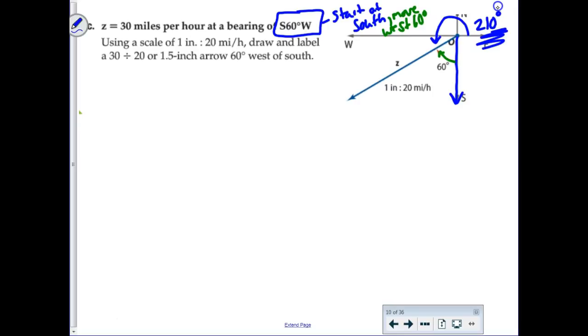If I ask you how many ways you could indicate that angle, the answer is a lot. True bearing, west of south, 210, you could go negative 150. They're all the same terminal position. So the point is, I can't give you one answer for that.